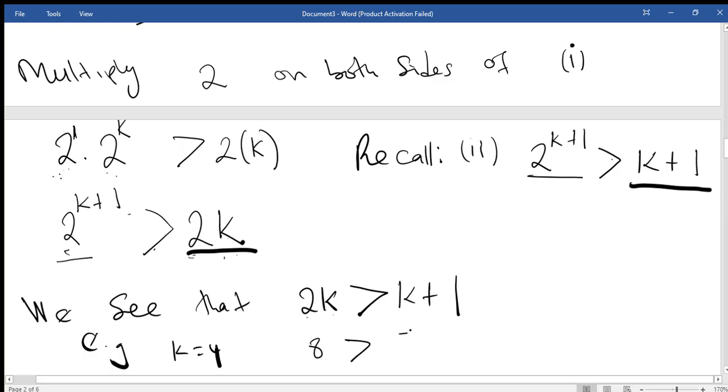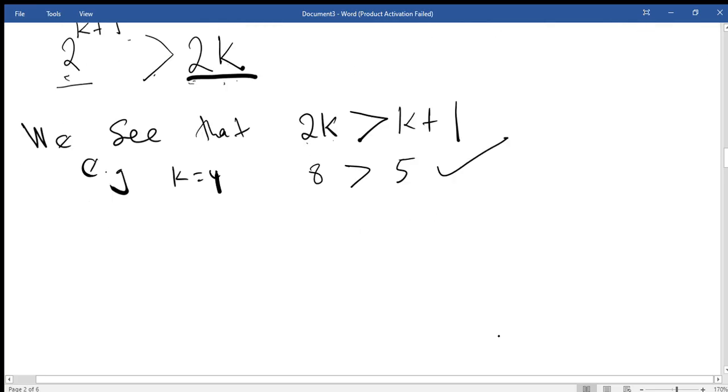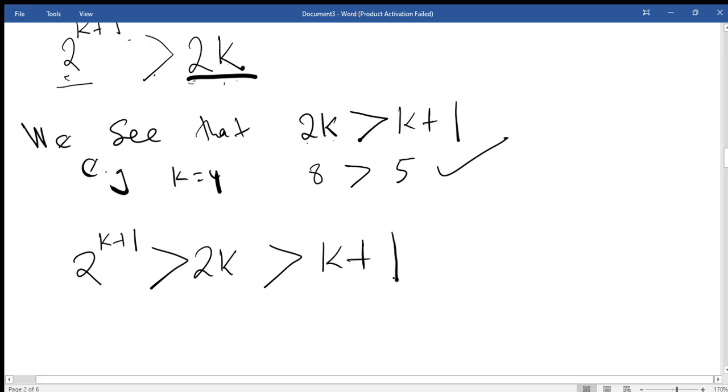This is true. That is why we have 2k to be greater than k plus 1. So, by the transitive property, what am I having? We have a situation where 2k plus 1 is bigger than 2k, and the same 2k is bigger than k plus 1 from this situation.